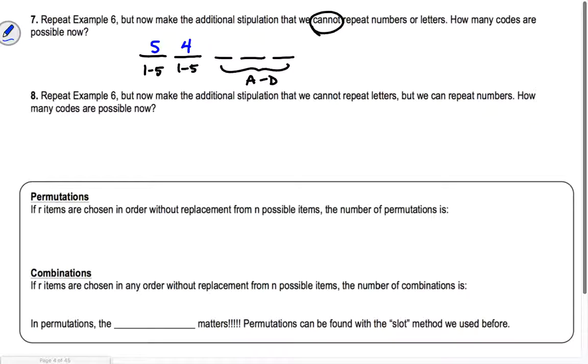Because once I choose the number or the letter, let's say I choose C, then I can't use C for the next one. So now I only have choices of A, B, and D. So there's only 3 choices and then 2 choices. What do we get when we multiply this? So that's 480. Awesome, thanks.